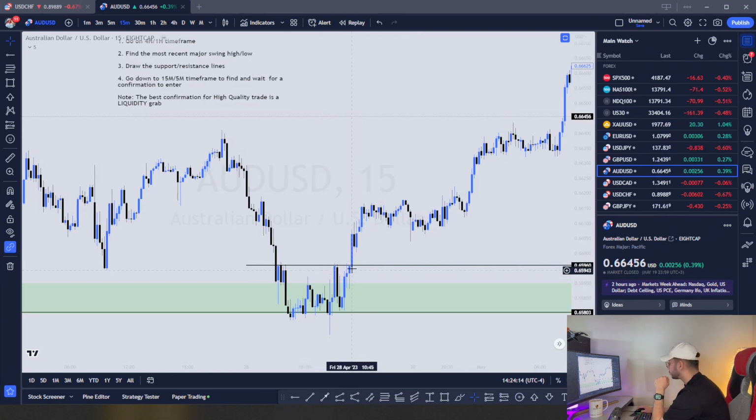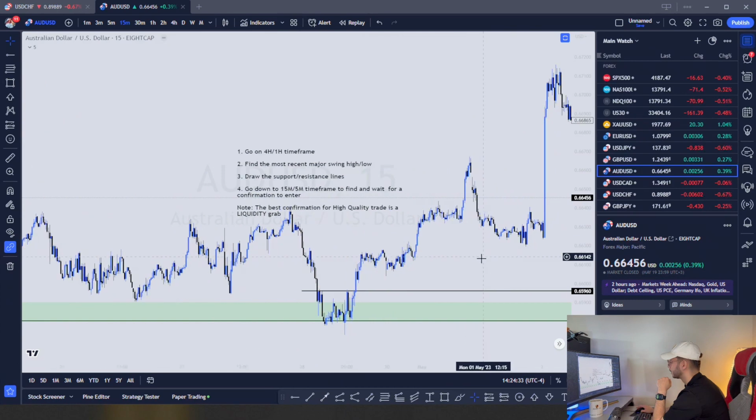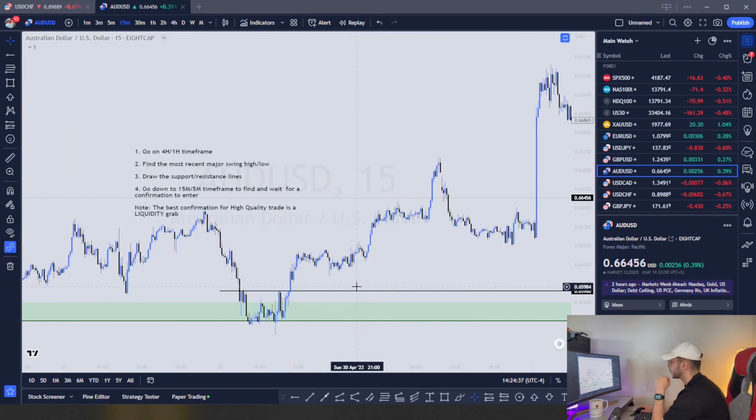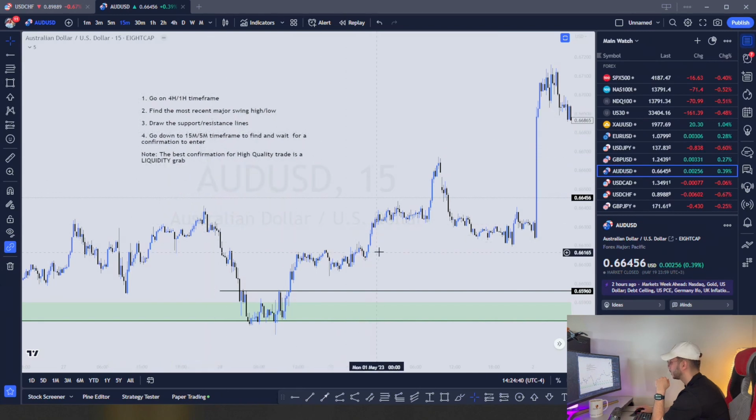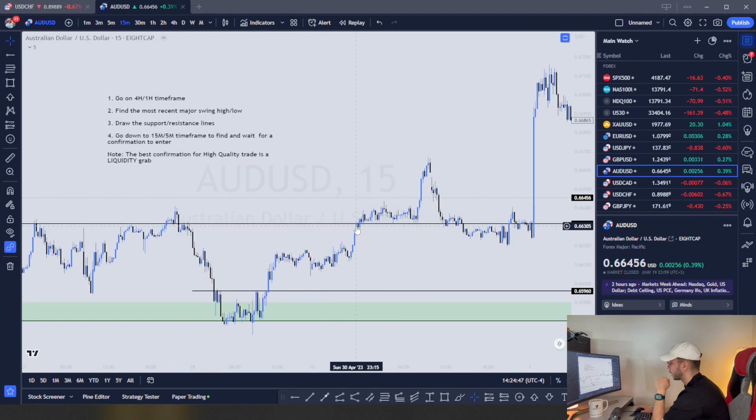Now, another entry would have been a break of the structure at this candle. So as you see, this candle closed. You're going to have to have a wider stop loss all the way down at the wick of this candle, but then you had a big move up towards the upside. And now if you go back, if you want to just scalp it, or if you want to day trade it, you can set your target around this line, and you could have taken profit right here.